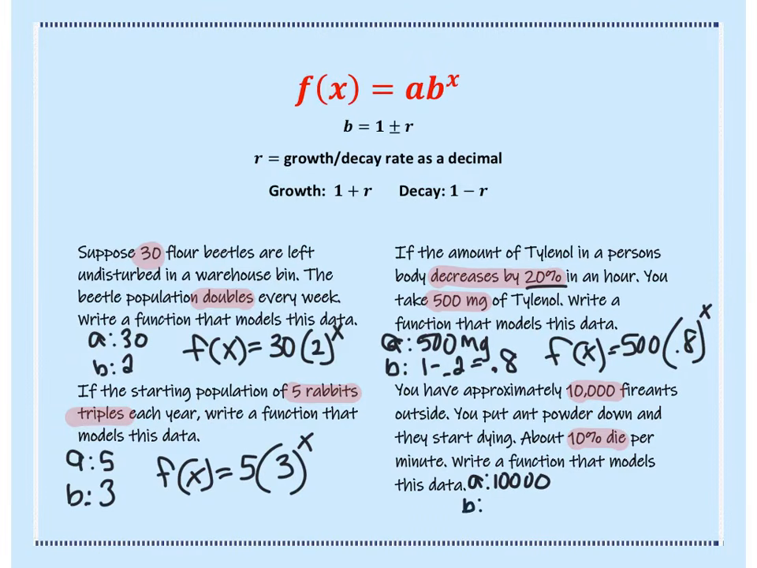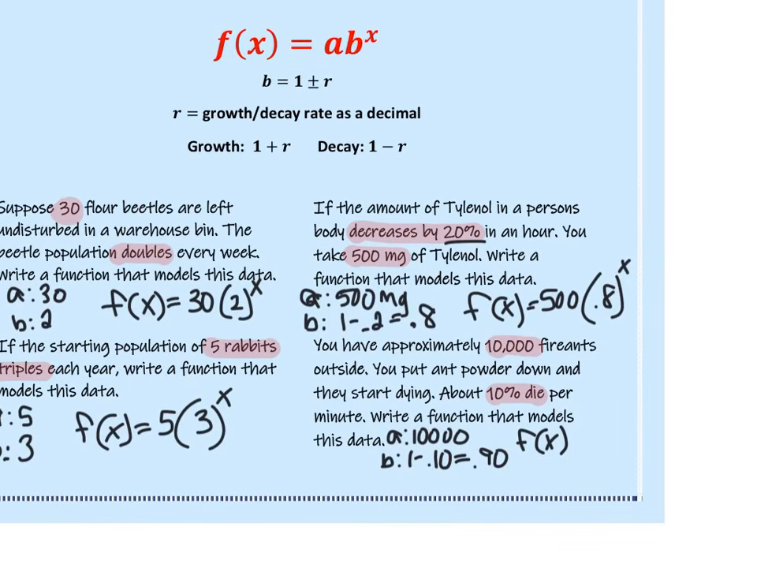My b value is going to be 1 minus 0.10, which is 0.90. So my function is f of x equals 10,000 times 0.90 raised to the x, and x stands for the number of minutes.